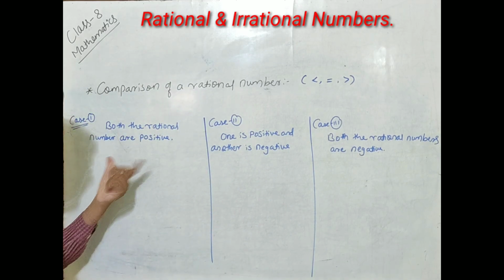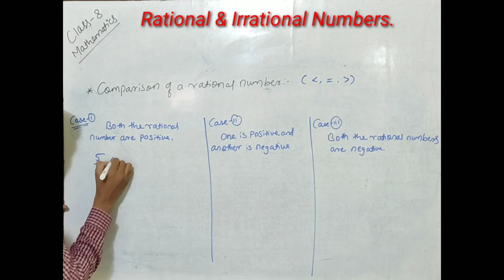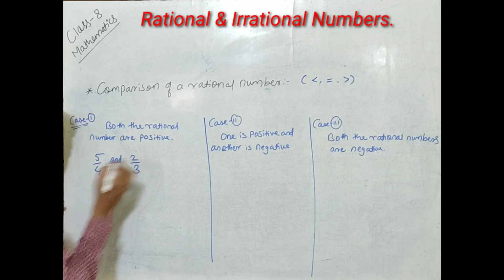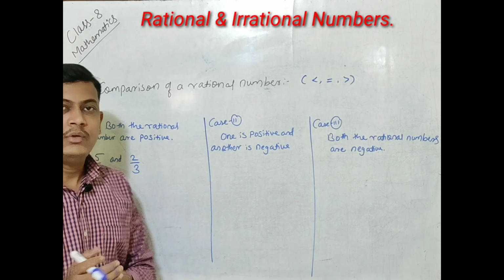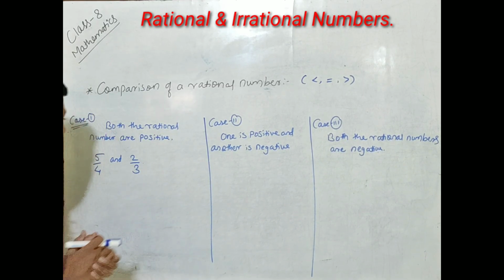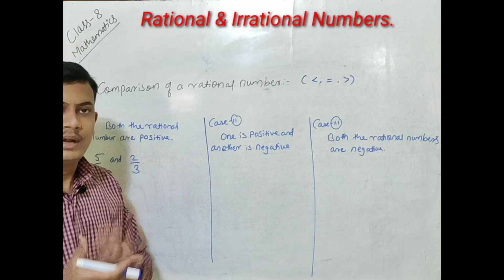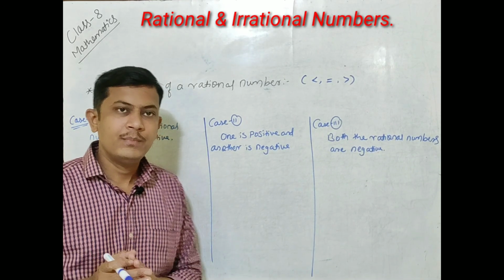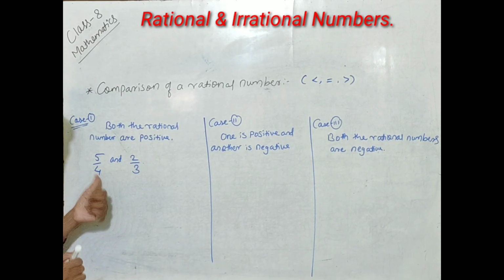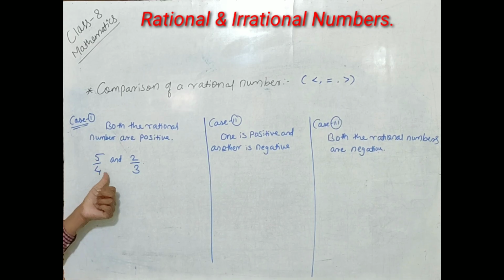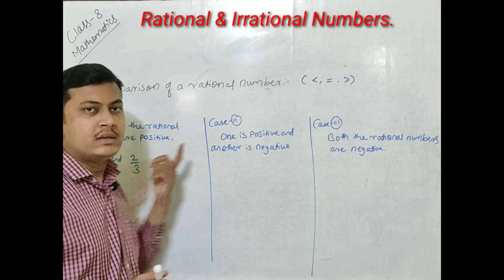Now we will see this by examples. So the first example is, here both the rational numbers are positive and we have to compare both the rational numbers. One thing we have to keep in mind: if the denominators of the rational numbers are same, we simply compare the numerators. If denominators are not same, then first of all we will make them same. So here is 4 and here is 3. Which number should be multiplied to the 4, and which number should be multiplied to the 3, such that both the denominators are equal.